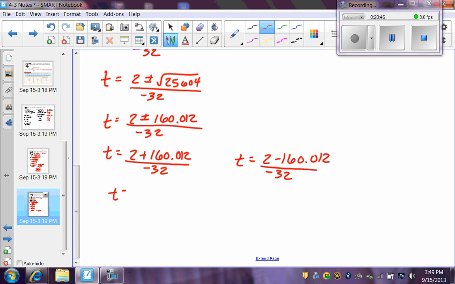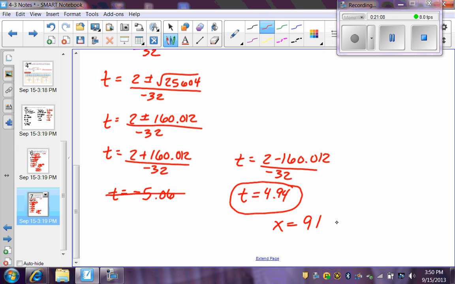This first one, when you type it in the calculator, you get roughly negative 5.06. Well, we can't have a negative amount of time. So t equals, on this one, if you type it in, you get 4.94 roughly. So that makes a reasonable amount of time. And then go back and plug it into your horizontal distance equation of x equals 91t. So x equals 91 times 4.94, and you get that the horizontal distance is roughly 449 feet.